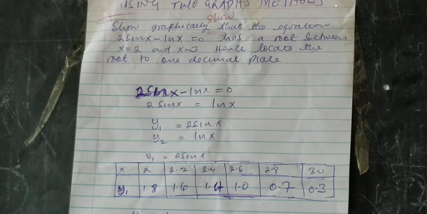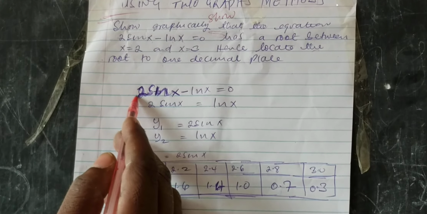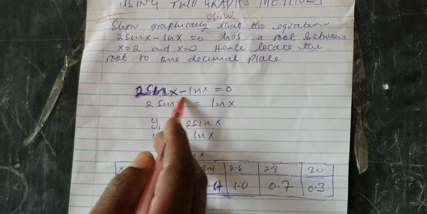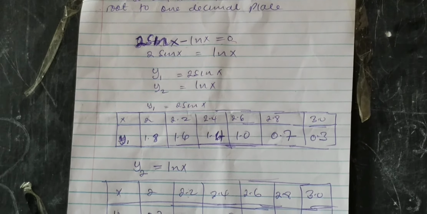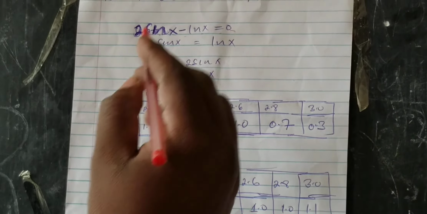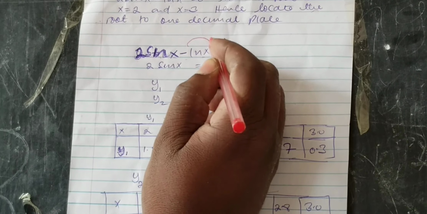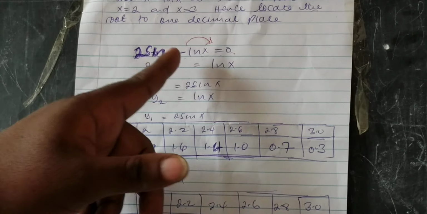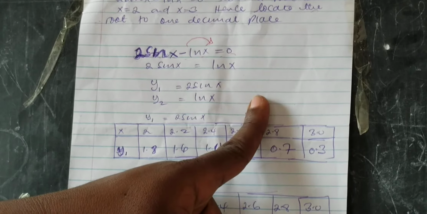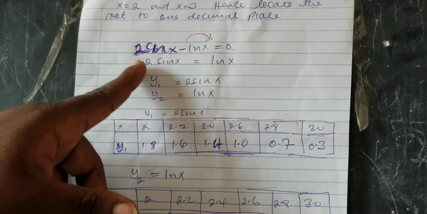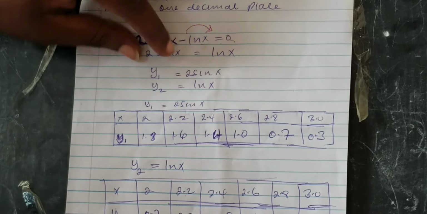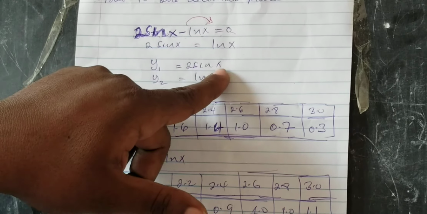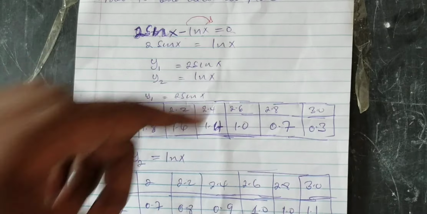So this one here is our equation, 2 sine x minus ln x is equal to 0. In the double graph method, we split the equation into 2. When we move the ln x to the other side, we shall remain with 2 sine x is equal to ln x. So on this side, y1 is 2 sine x, then y2 becomes ln x.